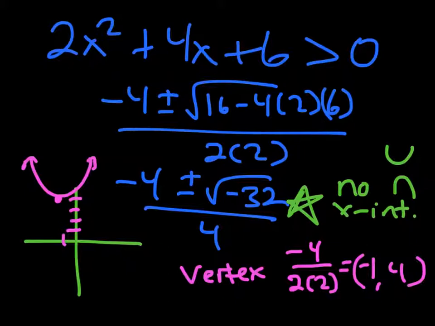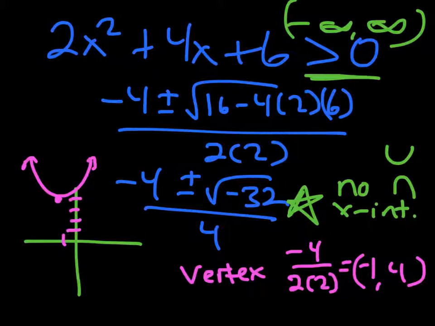Let's answer the question though. Where is my parabola greater than 0? Still a valid question, even though it doesn't have any x-intercepts. Well, everywhere it's greater than 0. All of it. None of it is below the x-axis. So my answer would be negative infinity to positive infinity.